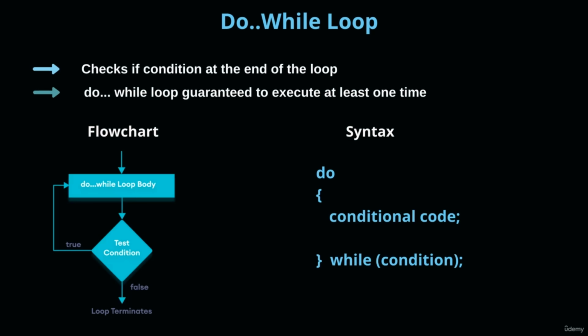As you can see here, it's do, then the conditional code, and after the code block, in the while, you add the condition. That must be terminated with a semicolon also. Alright, that is mandatory. So here is the code block, and then a condition. If false, it will get terminated. If true, it will keep on executing. So as it is written, a do while loop is guaranteed to execute at least one time, because the condition is being checked after the first execution.